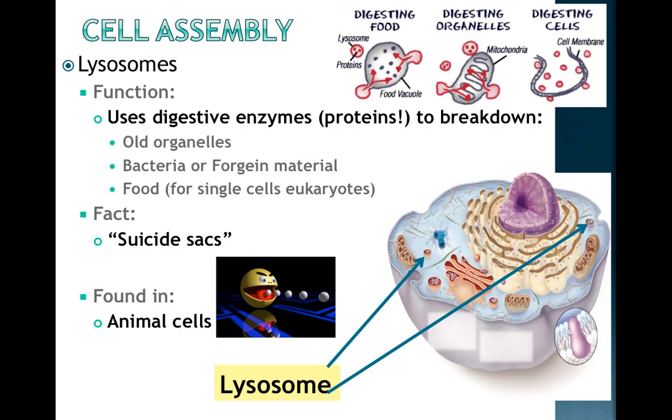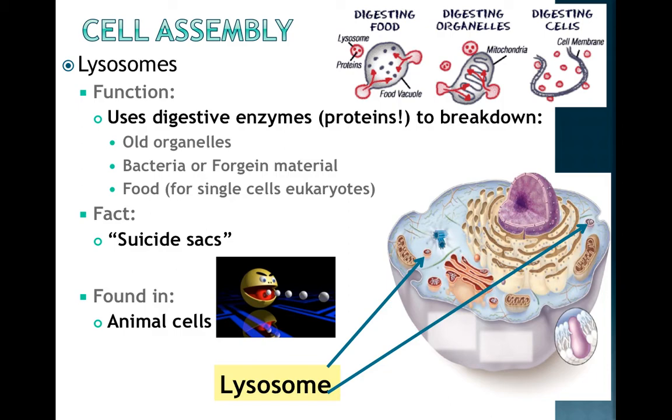Fun fact, they are called suicide sacs because when a cell needs to live out the end of its life, because cells do this, we recycle old cells all the time, the lysosomes in the cell will actually open and release their digestive enzymes into the cell, and the cell will be digested from the inside out. It's called apoptosis, or programmed cell death. And guys, be careful, these are found in animal cells only. Plant cells do not have lysosomes.